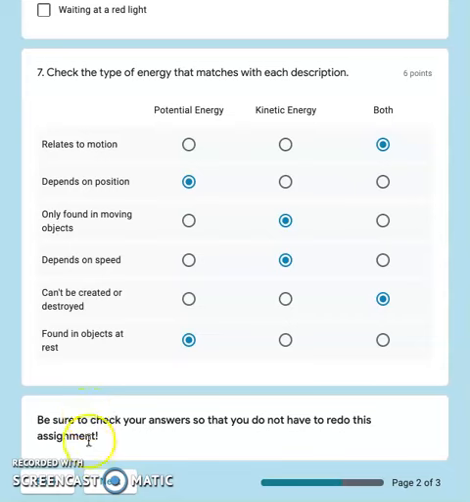Go ahead and press that next button and fill out your exit ticket when you are done.